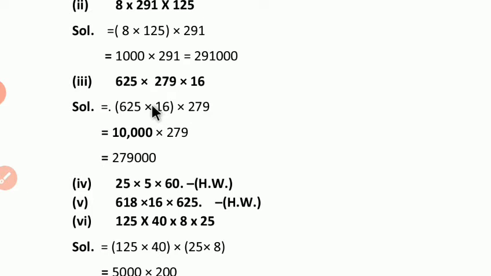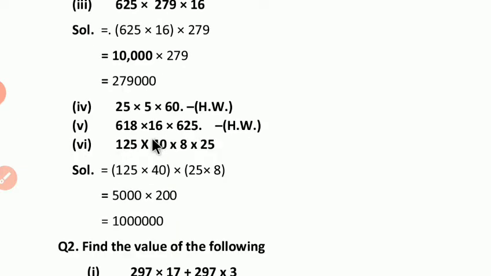Here we have written in bracket. It means first we have to multiply these 2 numbers. So 625 into 16, which is equal to 10,000, into 279. So 2,79,000. You can see how easily we have solved these questions. Then question number 4th and 5th is left for you as a homework. Here also you have to first rearrange the numbers, after that you have to multiply.